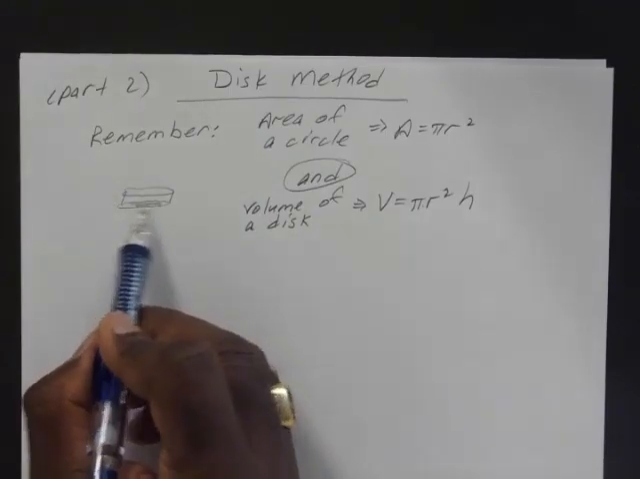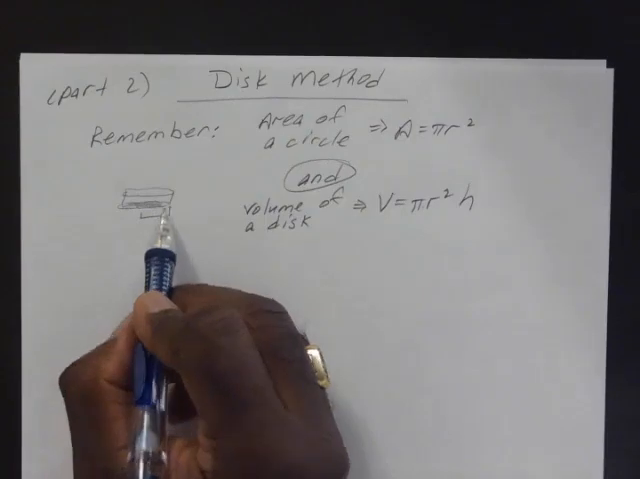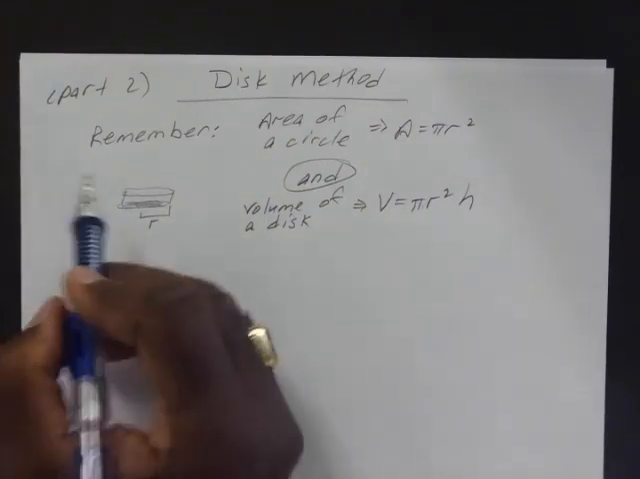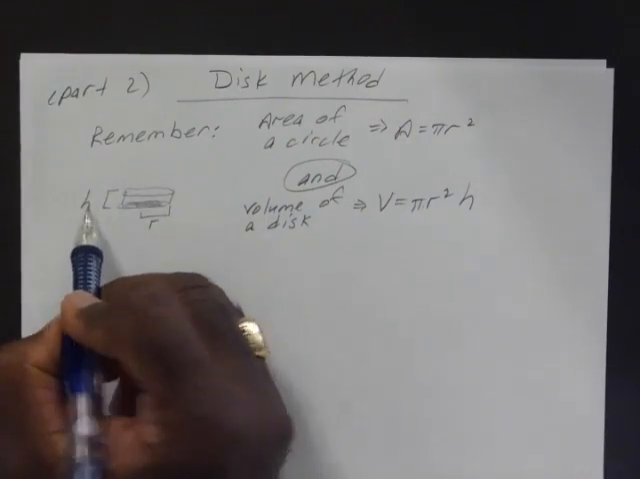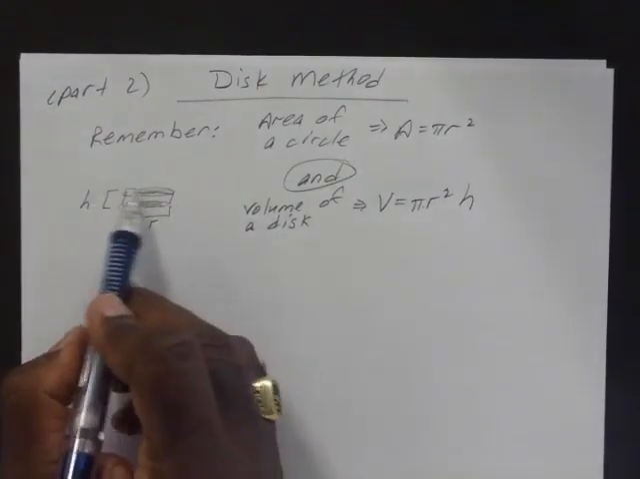Okay, so if we did get that disk, the radius of that disk would be there, and the height of that disk would be here. Just to kind of help give you a visual.